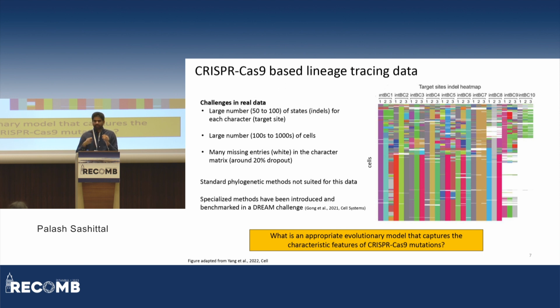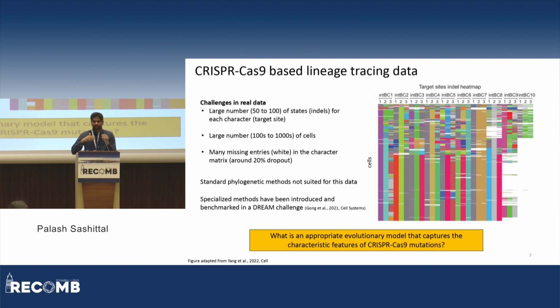There's also high throughput data, so you can see that there's hundreds to thousands of cells in these kinds of data sets. And lastly, there's also a lot of missing entries. The white regions of this data matrix are missing entries, so you do not know the mutational state of the target sites for these cells. And in real data sets, with current technologies, you can get up to 20% missing entries in these data matrices.